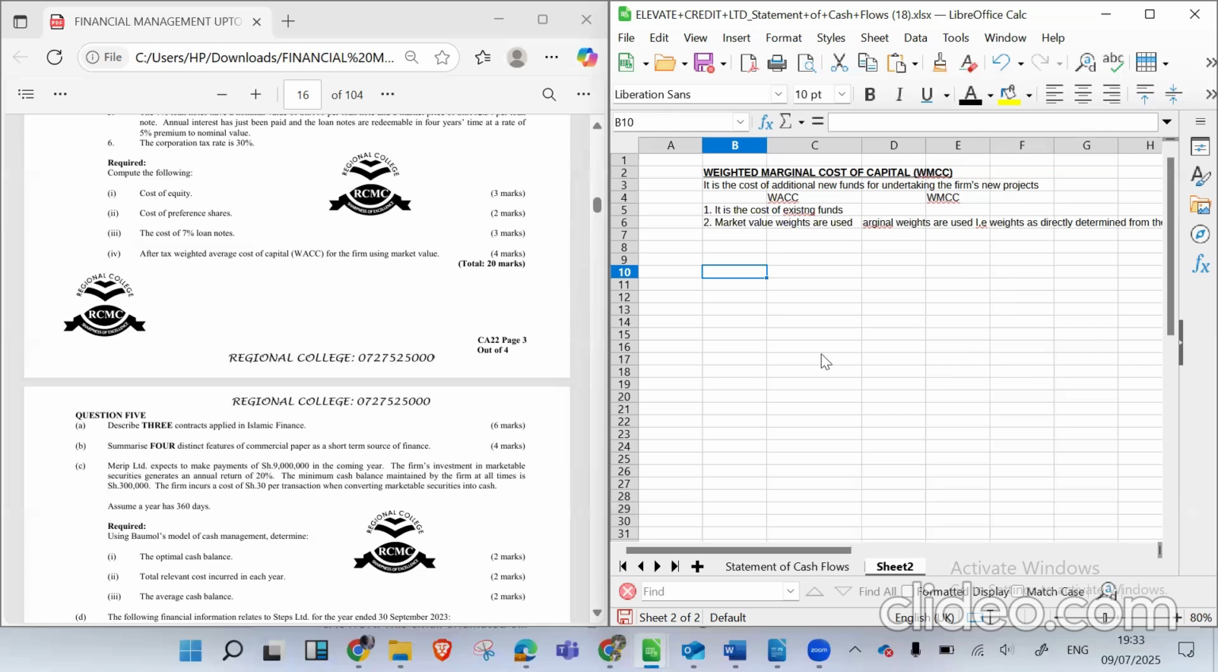So skip one line, then you say, when raising the new funds, the firm utilizes each of the available capital components as per their weights, stroke proportions, in the optimal capital structure.